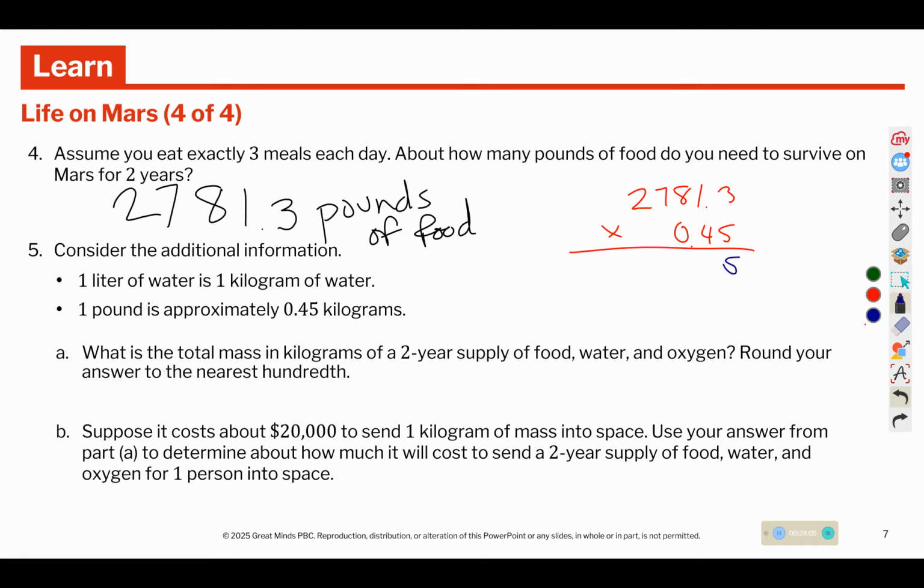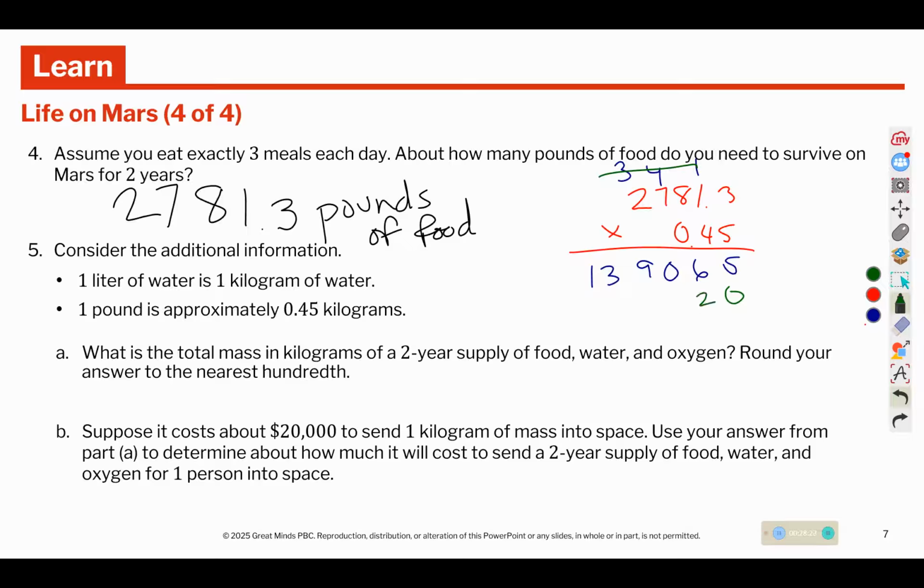Five times 3 is 15. 5 times 1, 5, plus 1 more, 6. 5 times 8 is 40. 5 times 7 is 35, plus 1 more makes 39. 5 times 2 is 10, plus 3 is 13. Put your spacer in there.